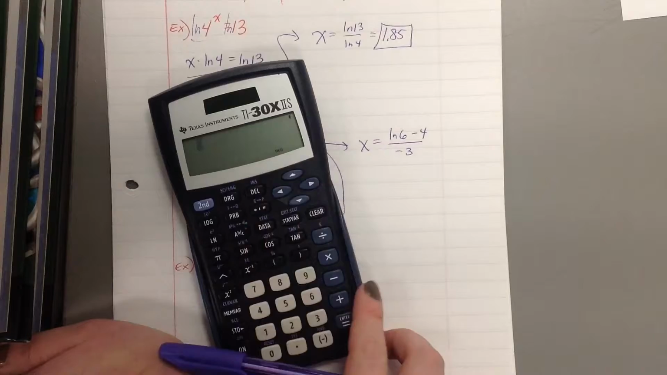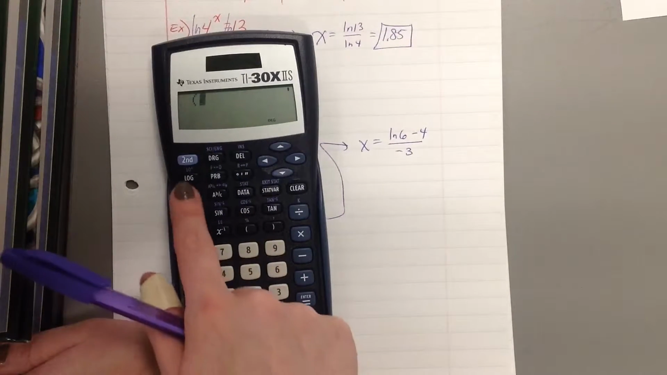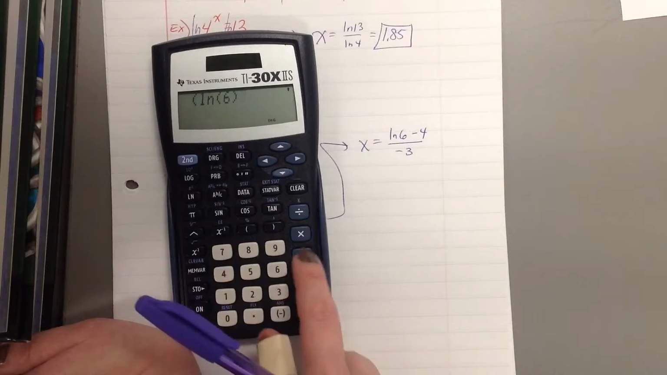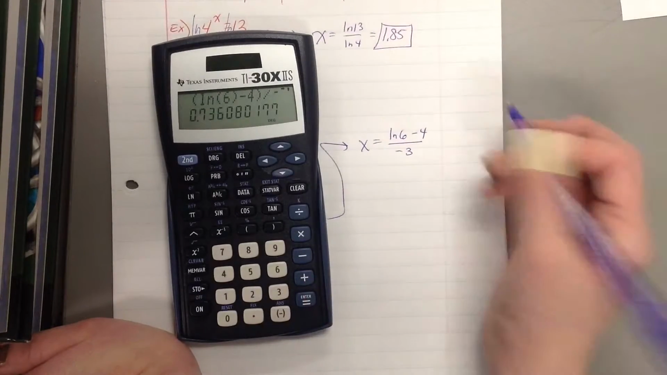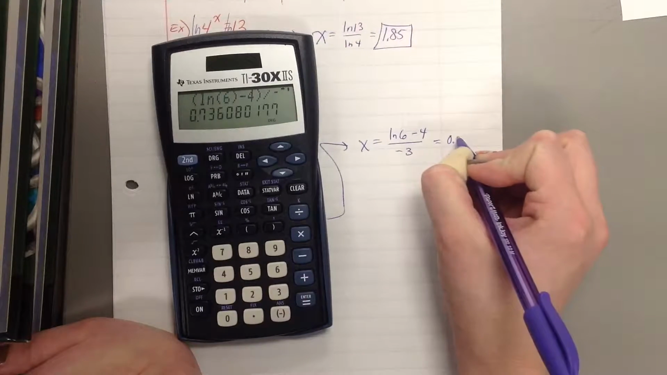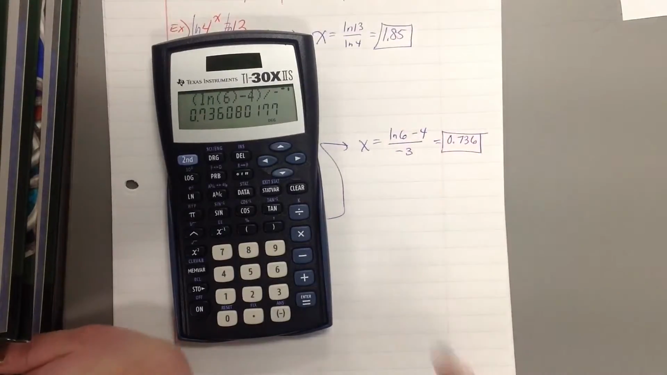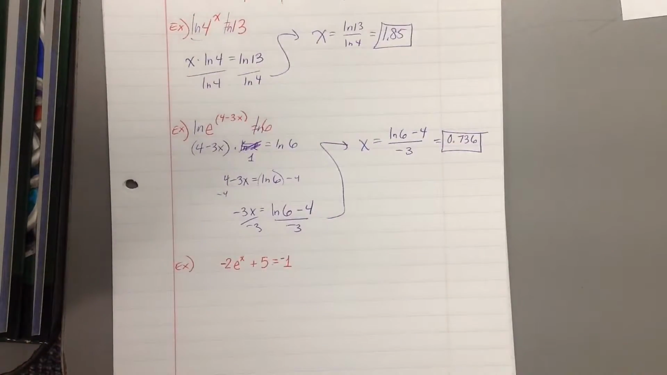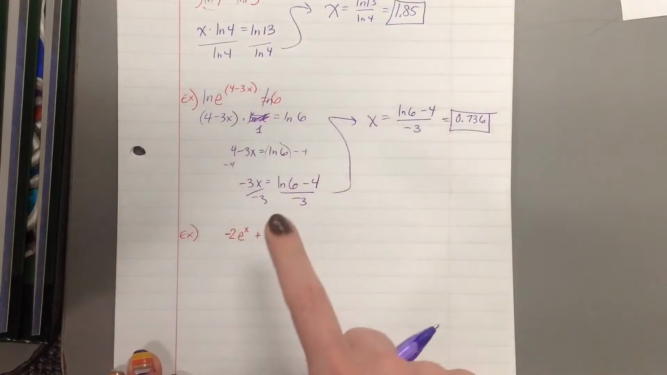Easy for my calculator. Again, make sure you close those parentheses. Parenthesis for the numerator, natural log of 6, close that parenthesis, minus 4. Close the numerator, parenthesis, divided by negative 3, go. And I have a lovely 0.736. There we go.